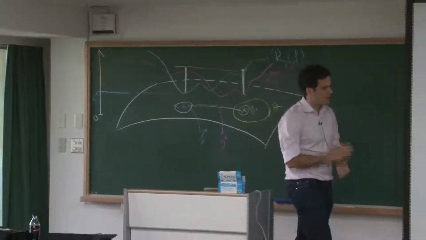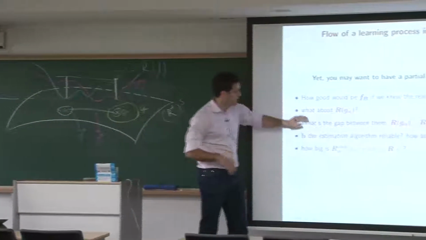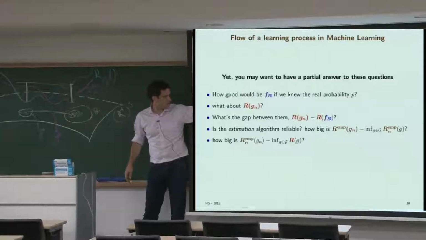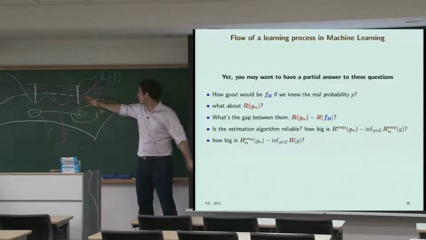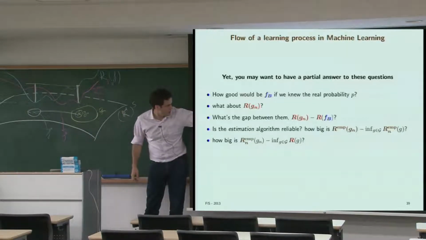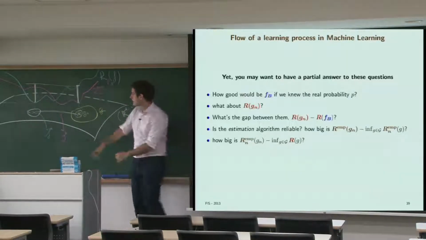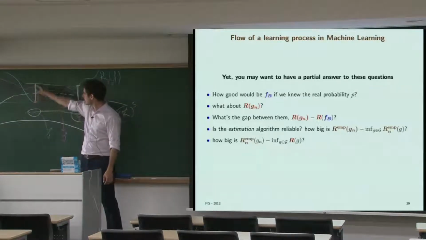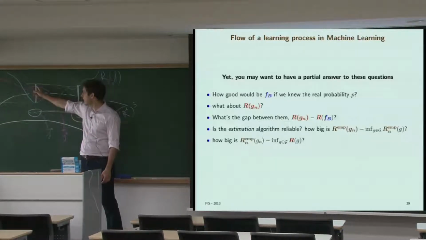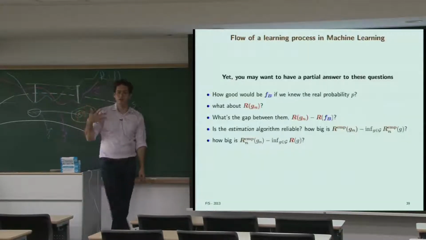So if you want, here, this is this question. What about the real risk of Gn? And this question here is basically this distance. What is the difference between the real risk of the base risk, the best possible risk, and the risk of my answer, my Gn?